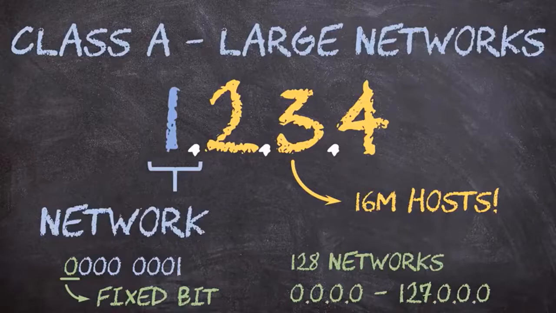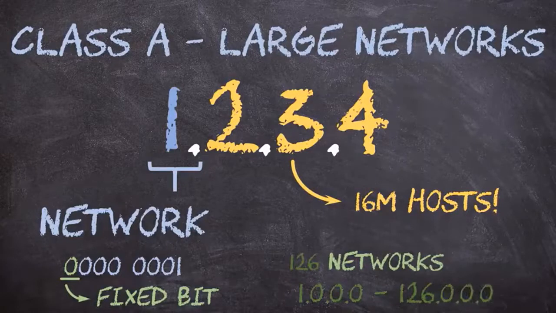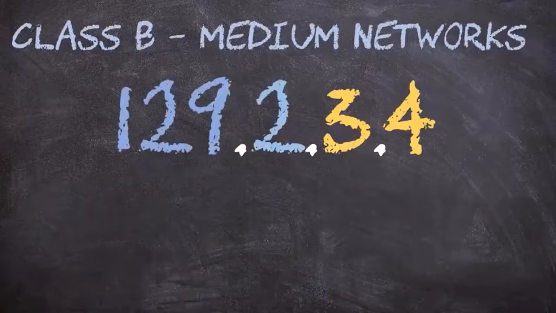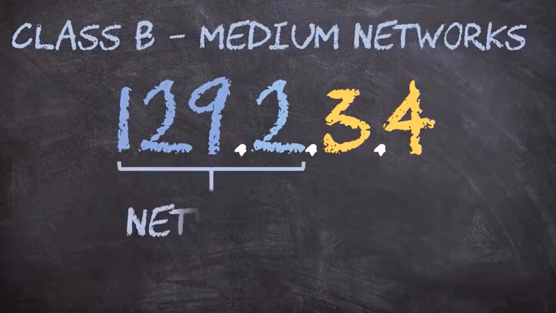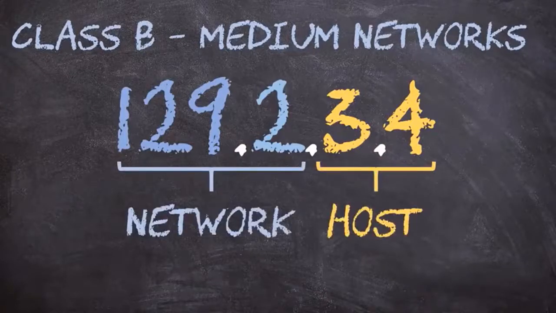Networks starting with 0 and 127 are reserved. So the usable Class A space is really 1.0.0.0 to 126.0.0.0. Class B networks are used for a medium number of hosts. The first 2 octets are used for the network, and the second 2 are used for host addresses.